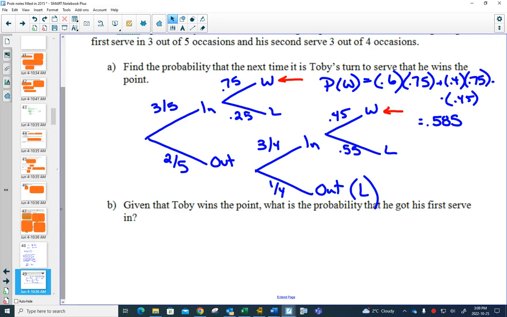So you turn on the TV and Toby is playing, and they're in the middle of a rally, and Toby wins the point. And you want to think back, oh, did he get his first serve in or not? But you missed that part. Well, we can figure out the probability of that. Given that he wins the point, find the probability that the first serve is in. So we want to find probability.